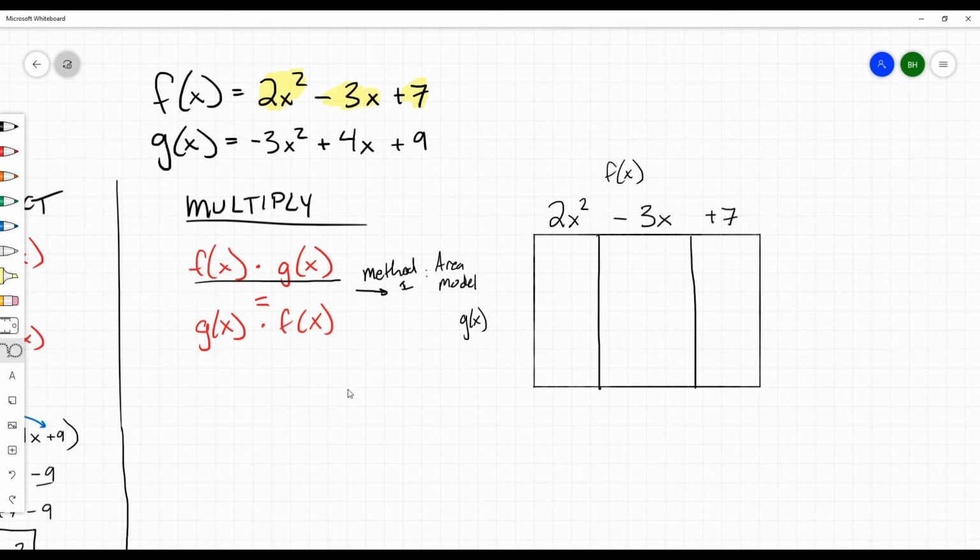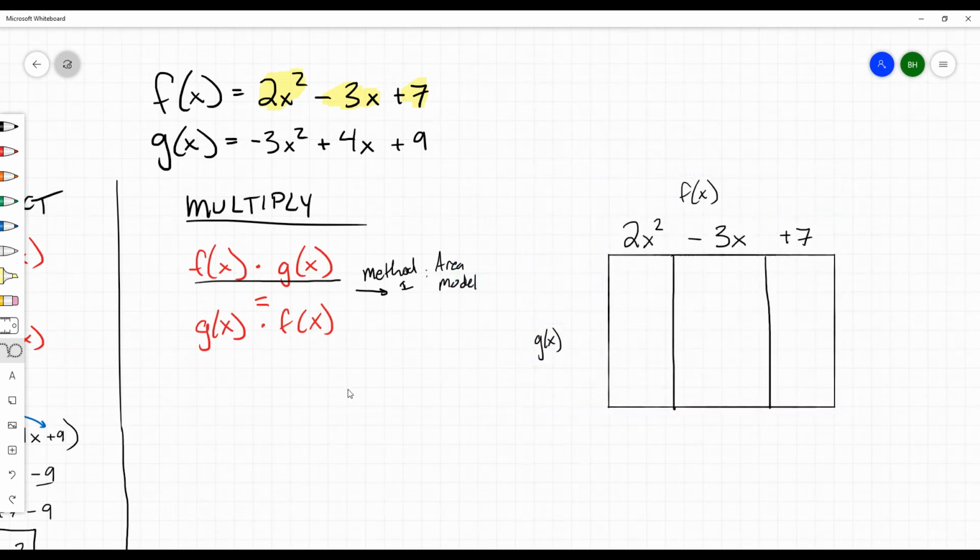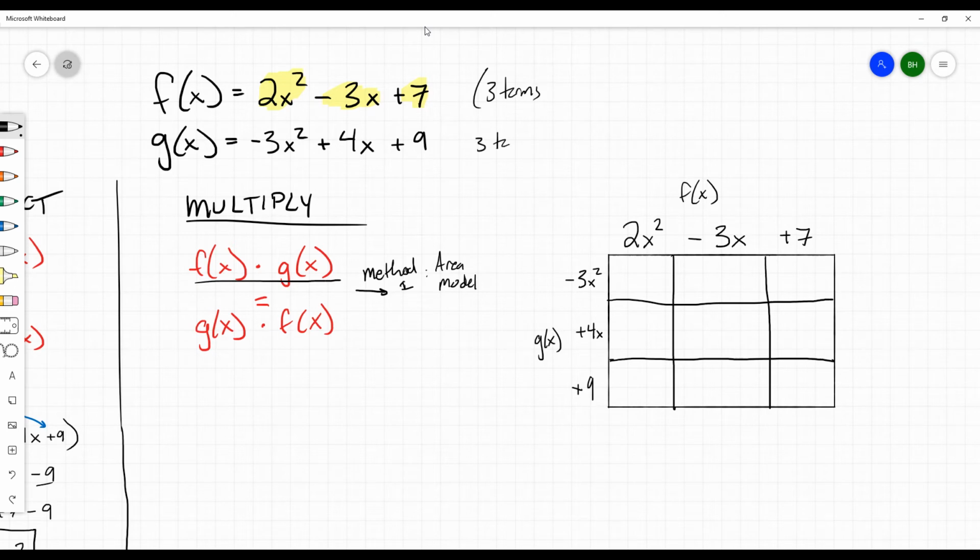So let me actually move this over so that way we have enough room. Move that here. And then my g of x would be on the side. So then I would have negative 3x squared plus 4x plus 9. And then each of those will get its own row. So if you look based off of the number of terms, because this has 3 terms and this has 3 terms, I will have 9 cells within this area model.